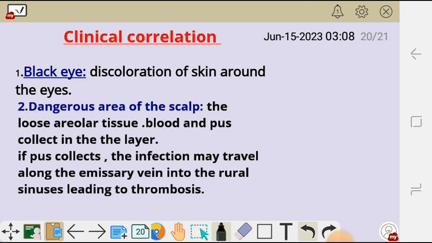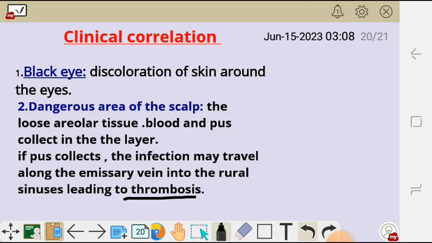The second one is the dangerous area of the scalp. The dangerous area is the same layer I'm talking about, which is the loose areolar tissue. In this loose areolar tissue, we can have blood and pus collecting in that layer. Once pus and blood collect in that layer, that can result in an infection, and that infection can travel along the emissary veins. The emissary vein is the vein which drains into the dural venous sinuses, leading to thrombosis. Okay, that is the dangerous area of the scalp.